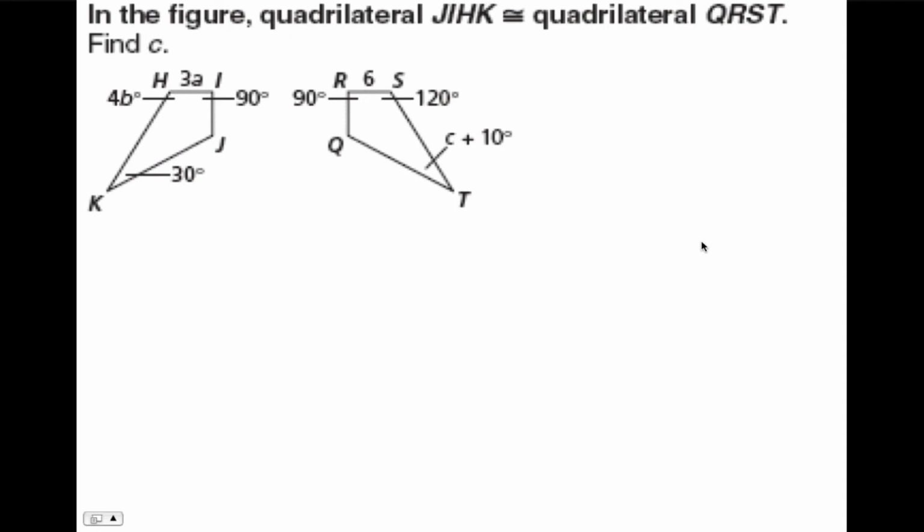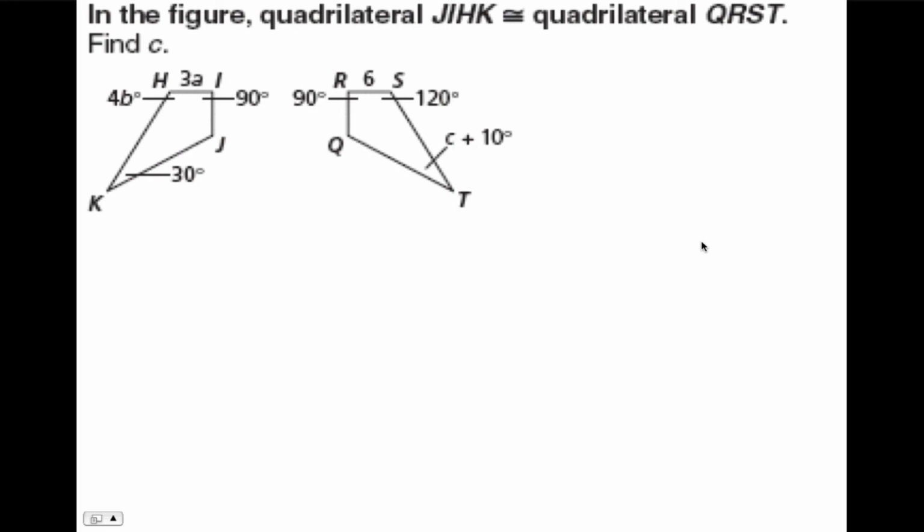So here's a pair, and it's showing us that they're congruent, right? The symbol is there. It says in the figure, quadrilateral JIHK is congruent to quadrilateral QRST. So you can see which parts correspond to one another just from the names. We can see that J goes with Q, I and R, H matches S, and K corresponds to T. So this can help us figure out some missing parts. It's telling us to find C.